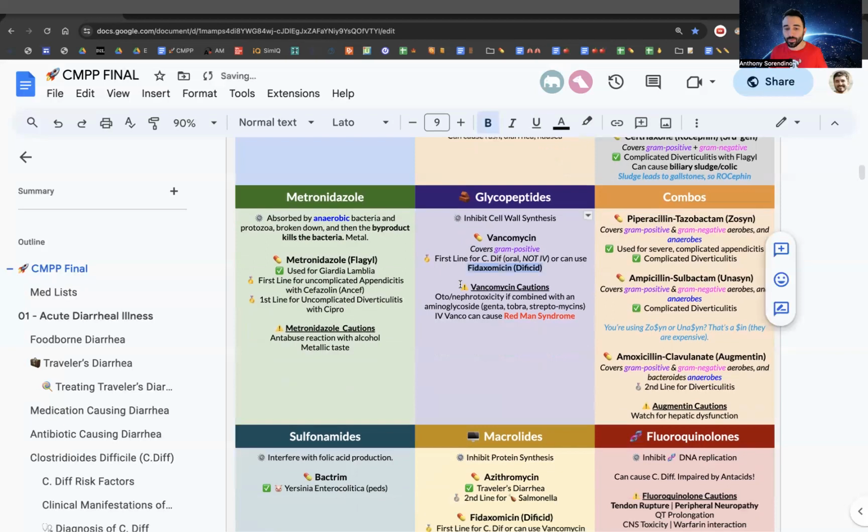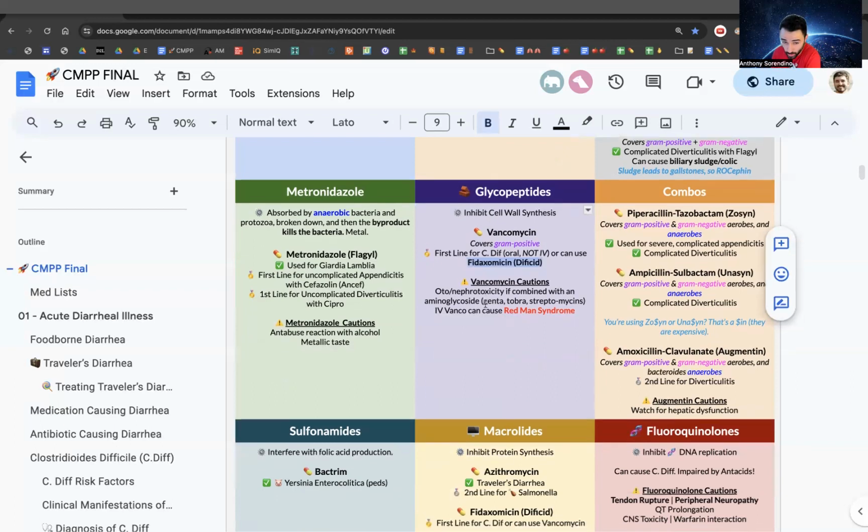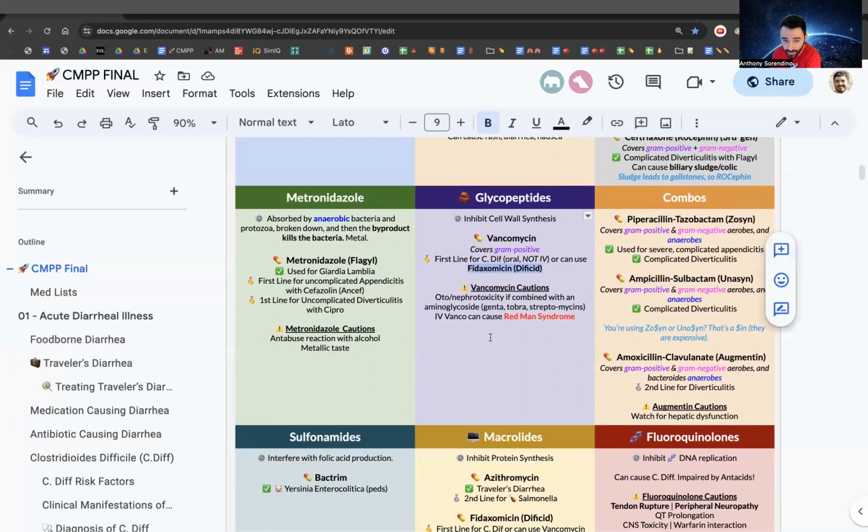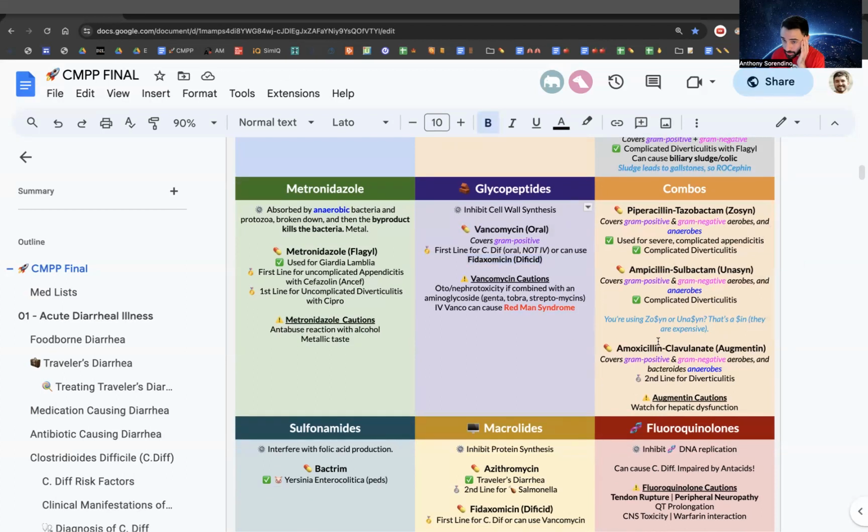Okay, we had those cautions with vancomycin. Again, we don't want to combine them with Genta, Tobra, or streptomycins, which are those aminoglycosides. I may have said those were glycopeptides earlier. They're not. They're aminoglycosides. They're aminos. Okay, this can cause nephrotoxicity if combined with them. And again, IV Vanco, which we don't want to give, we want to make sure this is oral. I'll just put oral here. It can be given IV for other stuff, but you don't want to give it IV because it can cause red man syndrome.